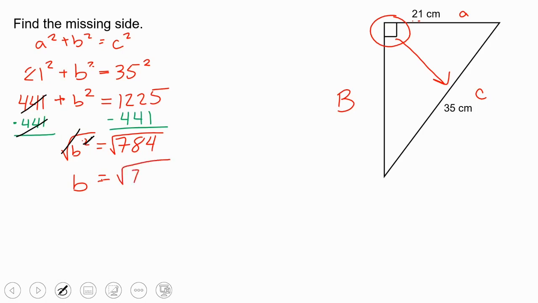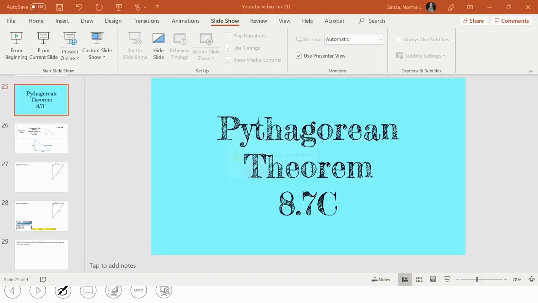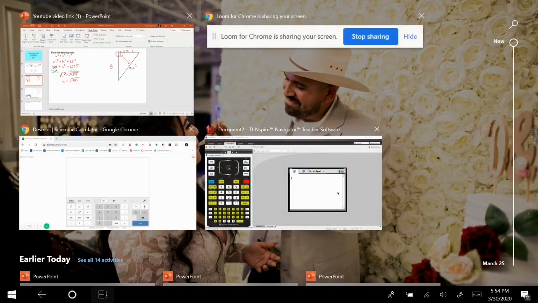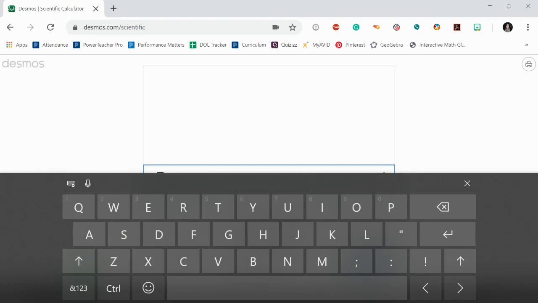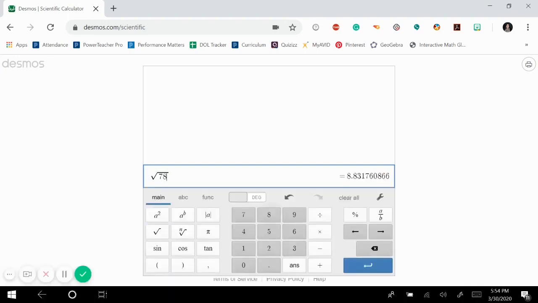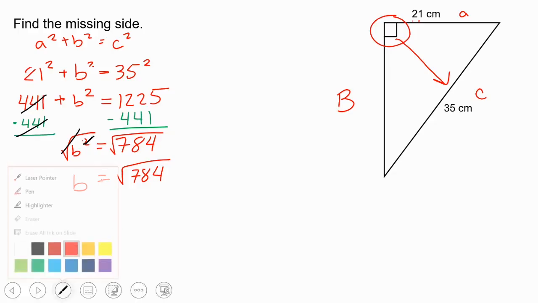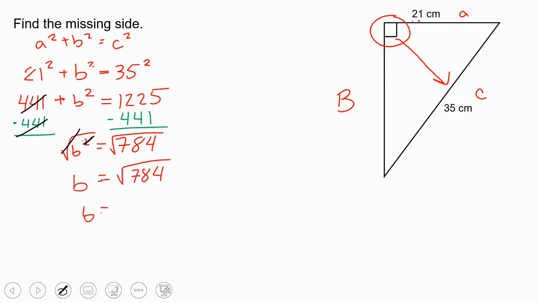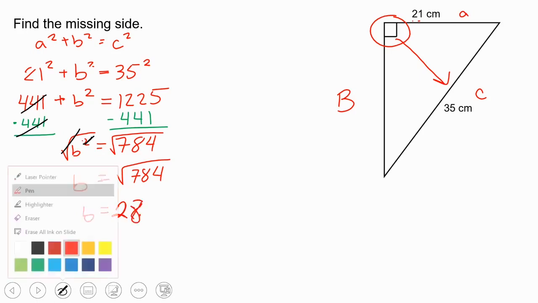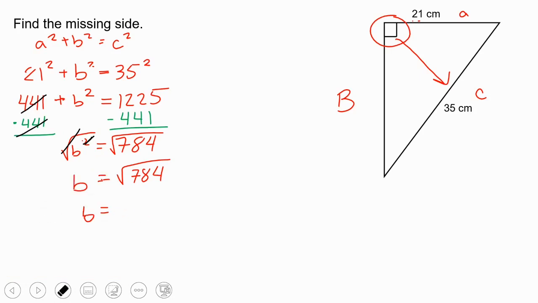You can either leave your answer as the square root of 784, or you can simplify that. So let me use my calculator here. I'm going to use my Desmos one. So I'm going to take the square root of 784, and that gives me an answer of 28. So coming back over here, B is equal to 28. That is my final answer.